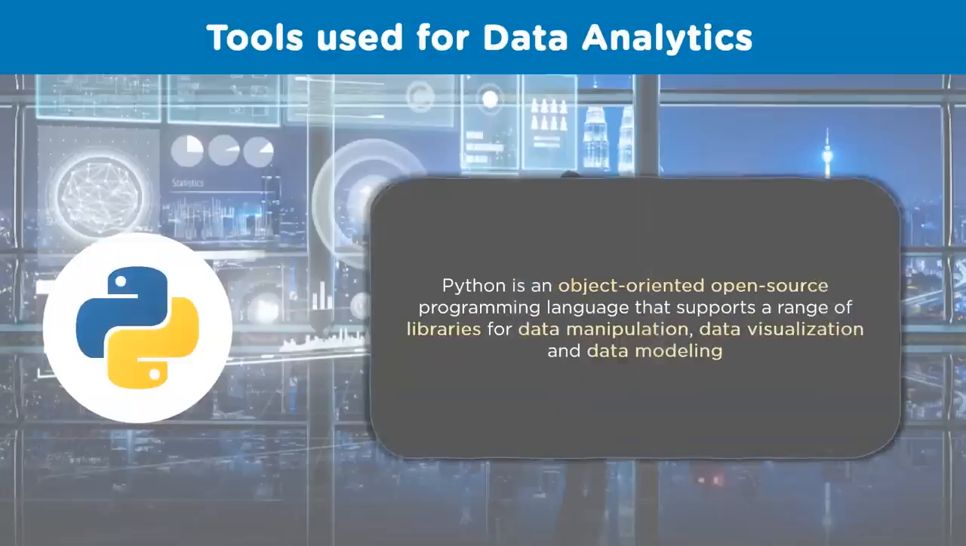Python is an object-oriented open source programming language that supports a range of libraries for data manipulation, data visualization, and data modeling. Python programmers have developed tons of free and open source libraries that you can use. You can find many of them via the Python package index, which is PyPI, the repository of Python software. Python provides the default package installer called pip.